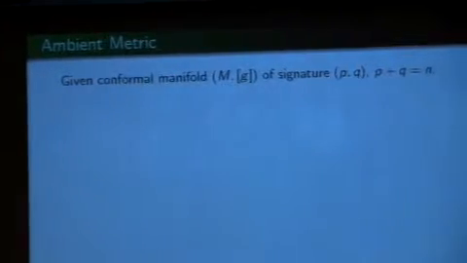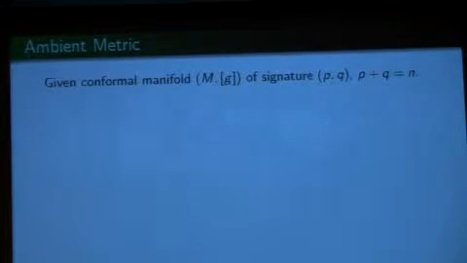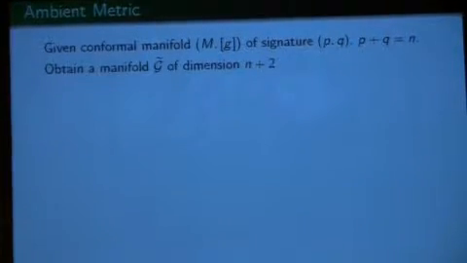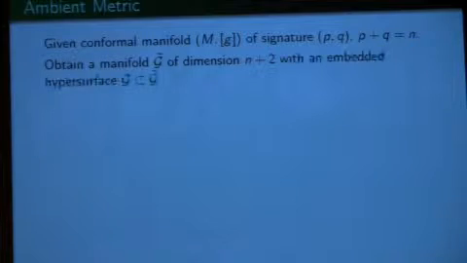So the input for the ambient metric is a conformal manifold of any signature (p,q), any dimension. Think of this as a black box. You give it a conformal manifold, and it produces a manifold of dimension 2 higher, n plus 2. That manifold has some structure on it. It has an embedded hypersurface, which I call G.